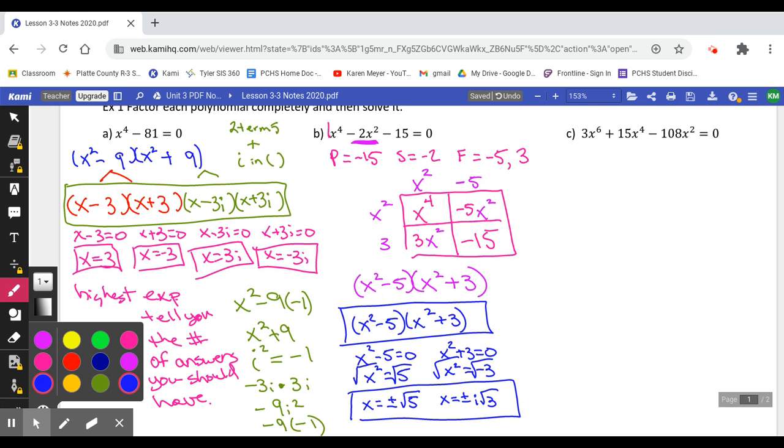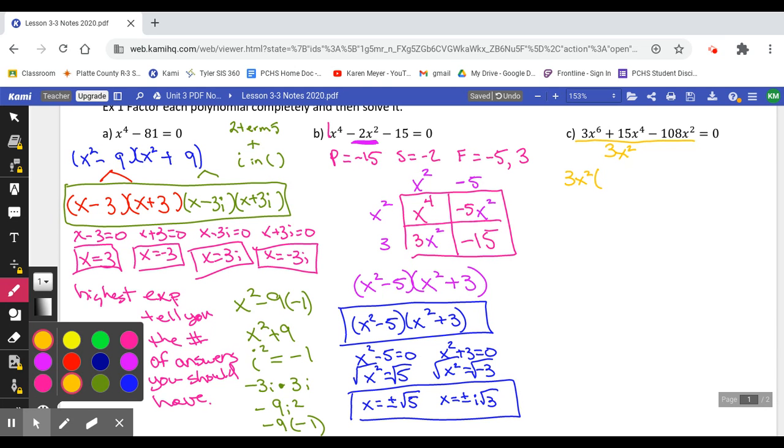Okay, let's try another one. This time, before we jump in with product, sum, factors, if I look at all these terms, you should be thinking, oh, they have a GCF. What do they have in common? Well, all the numbers are divisible by 3. And every single term has at least an x squared in it. So I'm going to start by taking out a 3x squared.